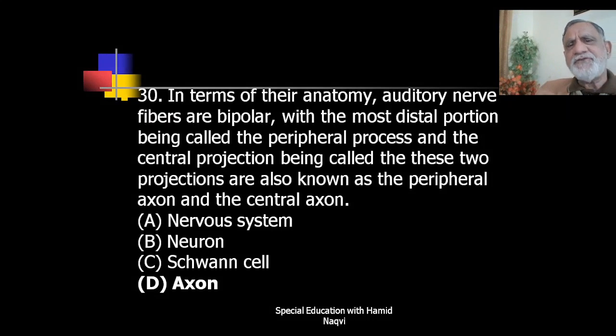Next is, in terms of their anatomy, auditory nerve fibers are bipolar, with the most distal portion being called the peripheral process and the central projection being called the central process. The two projections are also known as the peripheral axon and the central axon. Nervous system, neuron, Schwann cell or axon. The last one is the correct one.